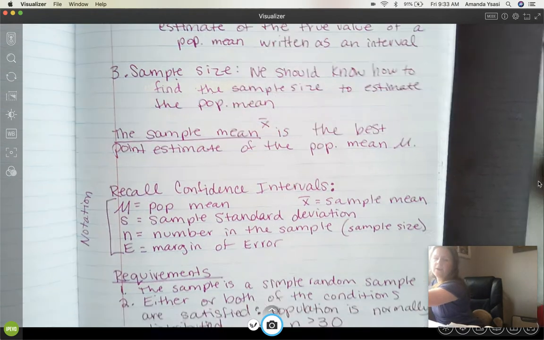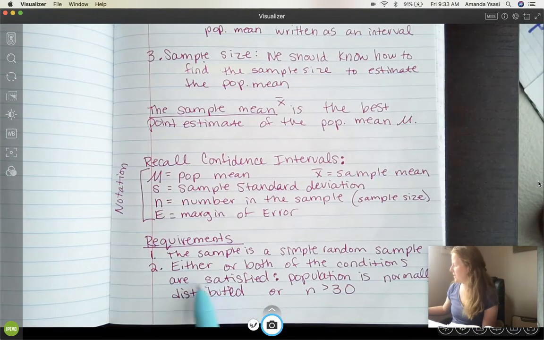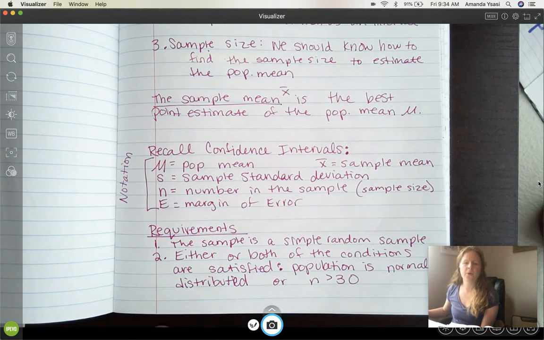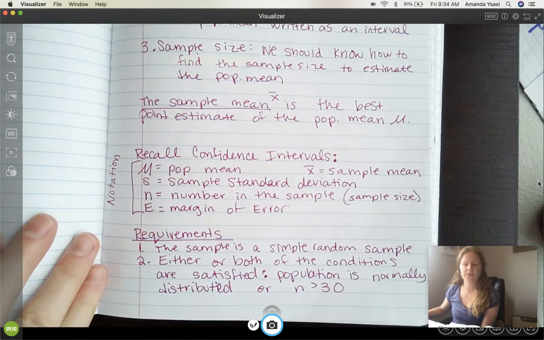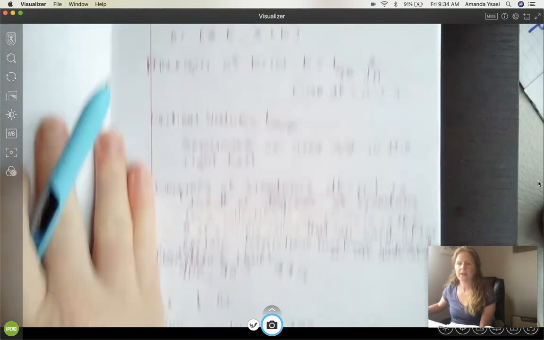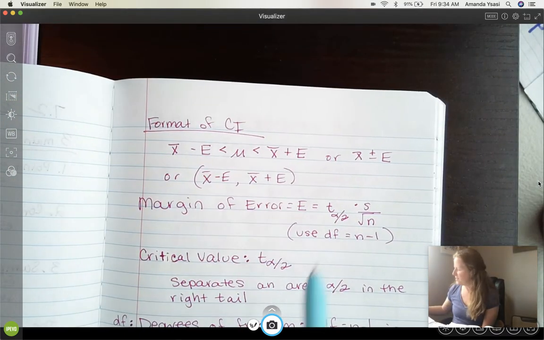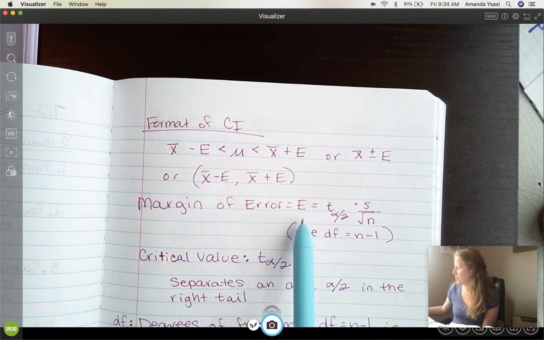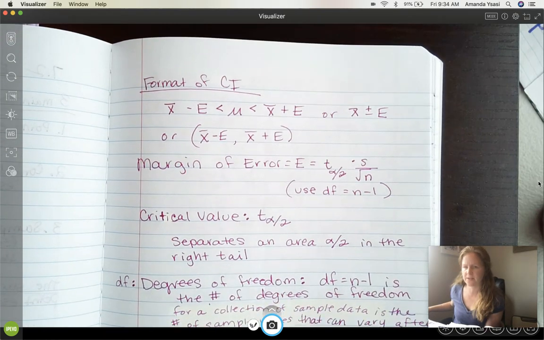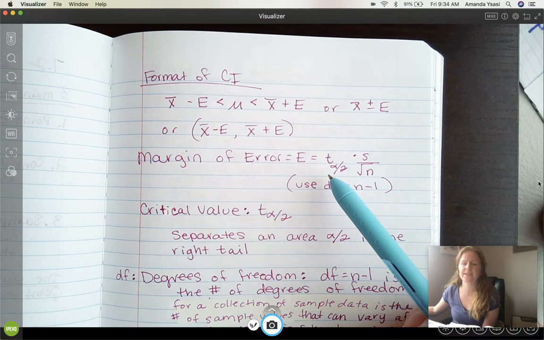And the requirements are also important. The requirements are that the sample is a simple random sample, and either or both of the conditions are satisfied: the population is normally distributed, or n is greater than 30. The format of the confidence interval, I just talked about that. This is a way to find your margin of error, E, and that's what you use for your confidence interval.